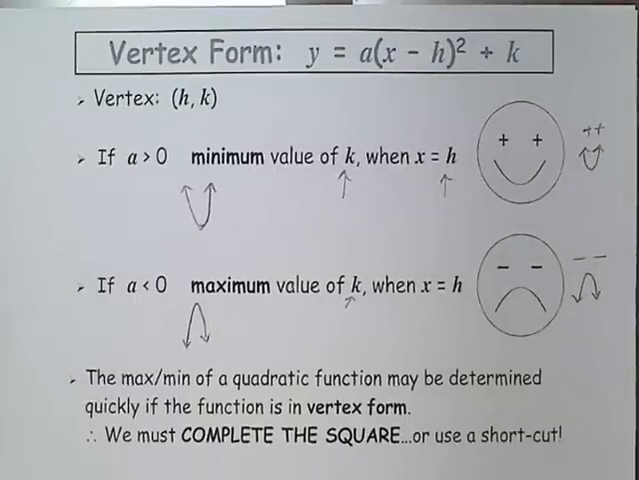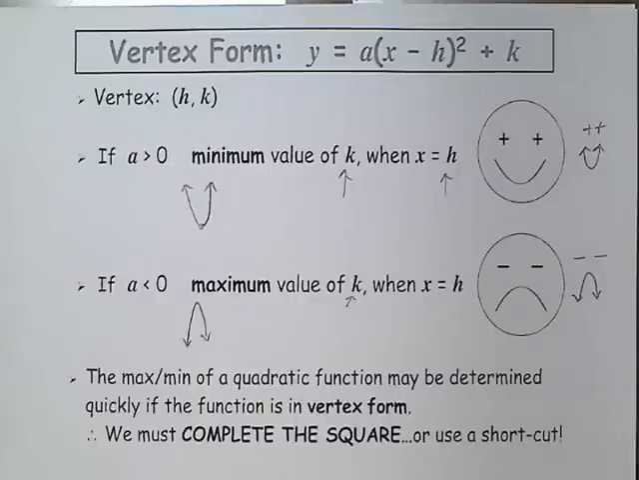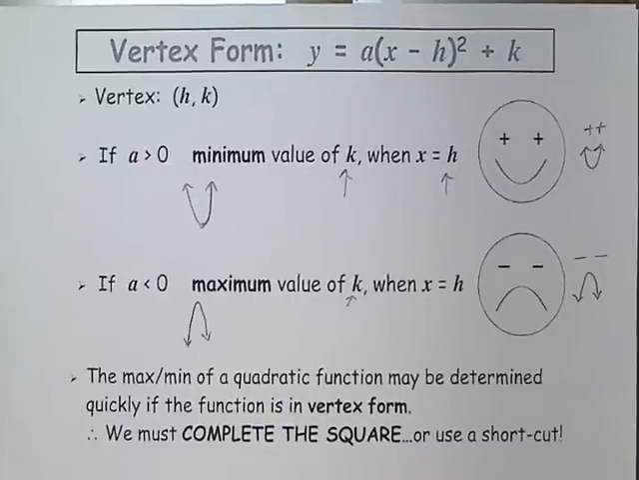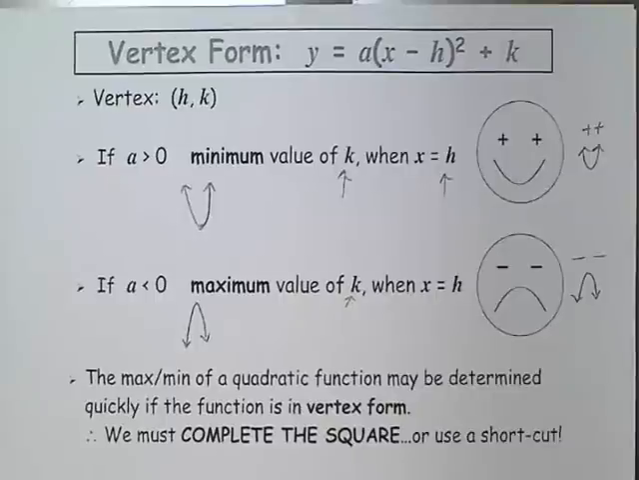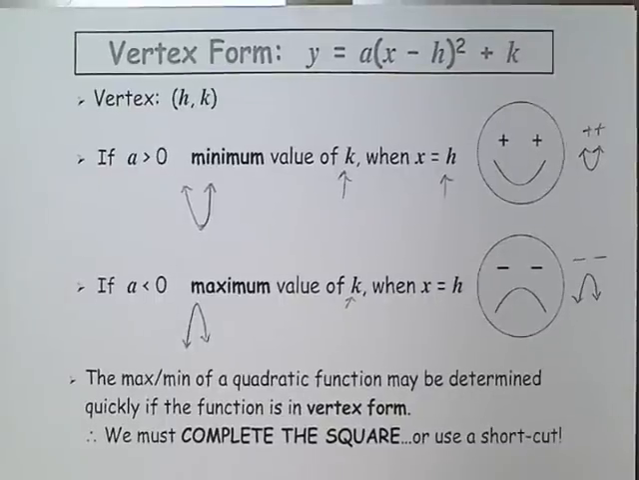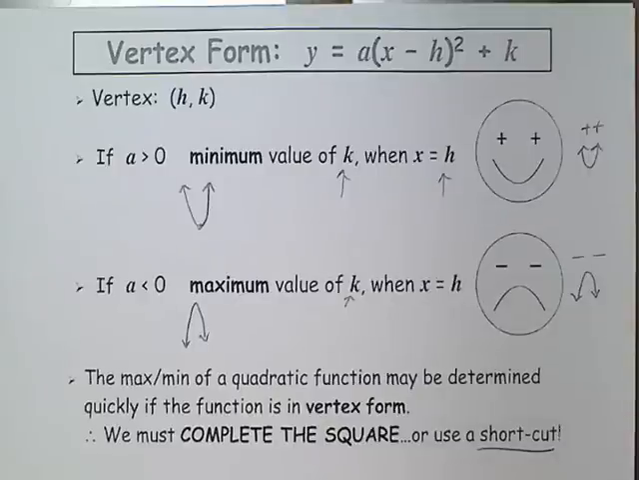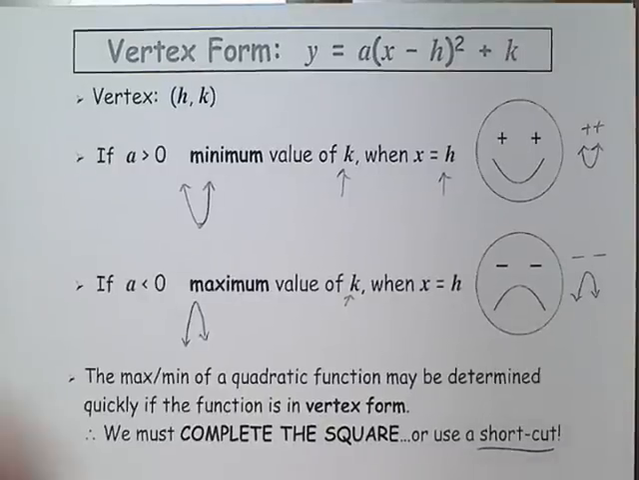So the max or min of a quadratic function may be determined quickly if the function is in vertex form. So anytime you're looking at a max or a min, you just need to make sure the equation is in vertex form. Therefore, we must complete the square or use a shortcut. I'm going to show you guys a shortcut in the next example.